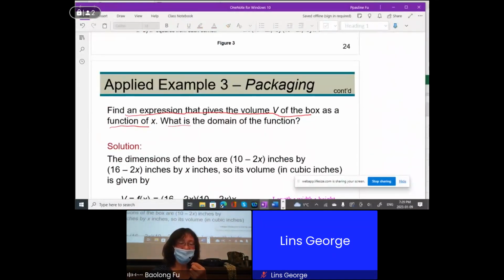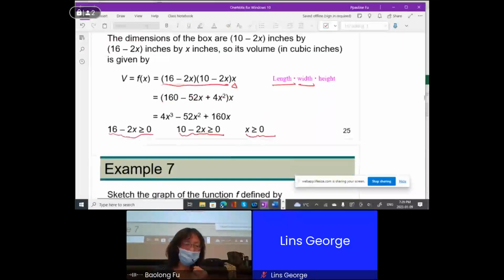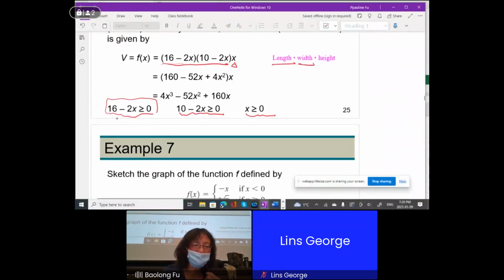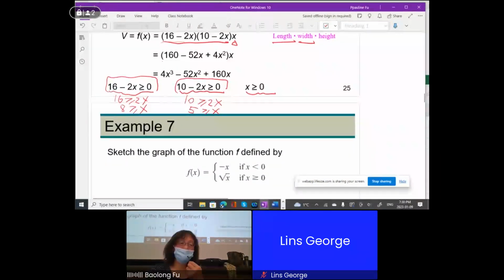The second question: what is the domain of the function? The domain must satisfy length greater than 0, width greater than 0, and height greater than 0. From the first one, we get 16 greater than or equal to 2x. Dividing both sides by 2, 8 is greater than or equal to x, so x must be smaller than or equal to 8. From here, 10 is greater than or equal to 2x, so x must be smaller than or equal to 5. And here, x is greater than or equal to 0.